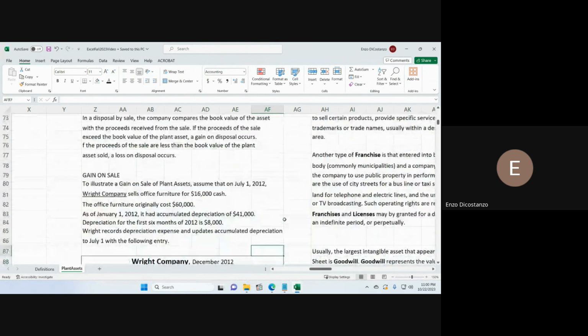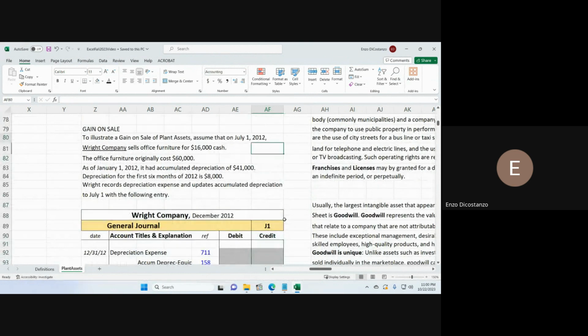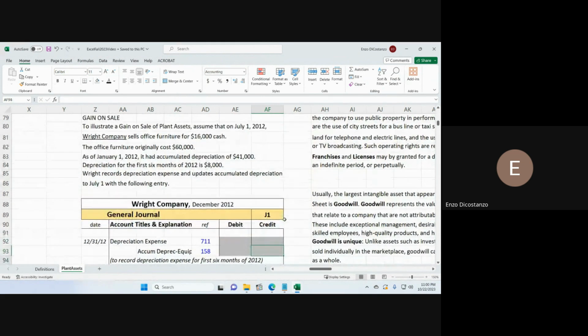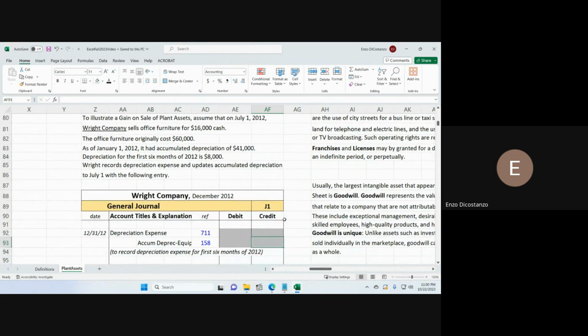Okay. Another one of these. This is a gain. So the furniture cost 60,000. You sold it for 16,000. The accumulated depreciation was 41,000, and for the first 6 months, it's another 8,000. Okay. So how do you record all that? Is what you're looking at here.